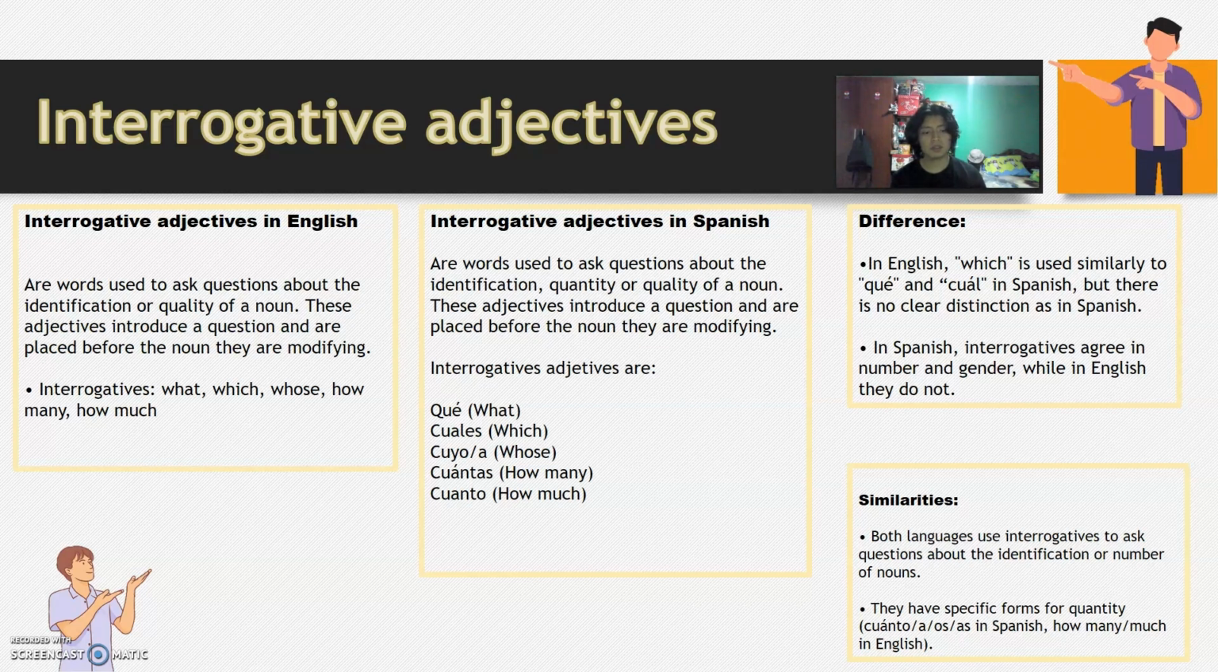And the similarities are that both languages use interrogatives to ask questions about the identification of the number of nouns, and they have specific forms for quantity: cuánto, cuántas in Spanish, and how many, how much in English.